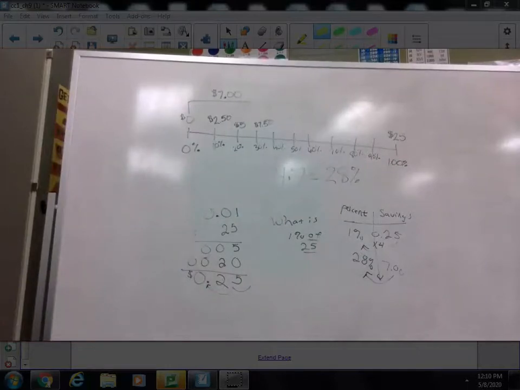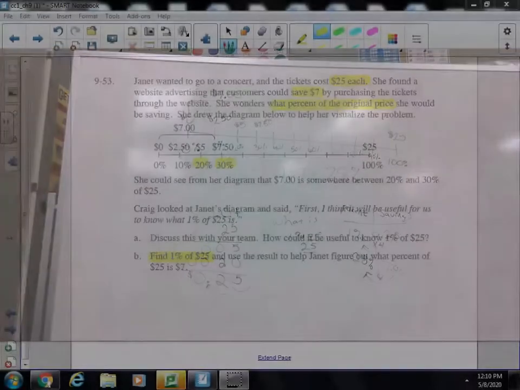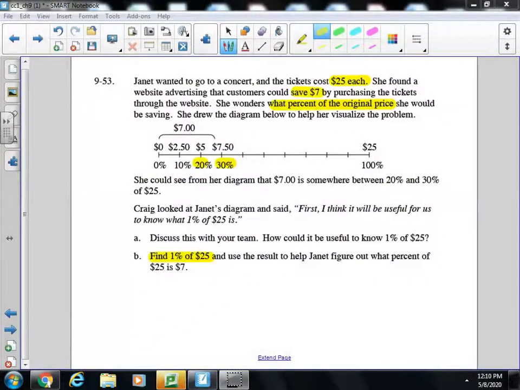All right, so that's it for today. Good job with learning about percents and how to use percent rulers and how to use algebraic equations to find different discounts. We will pick this up tomorrow. Have a good day.